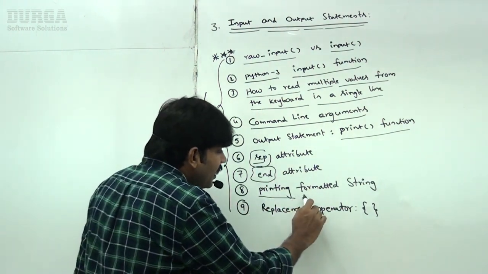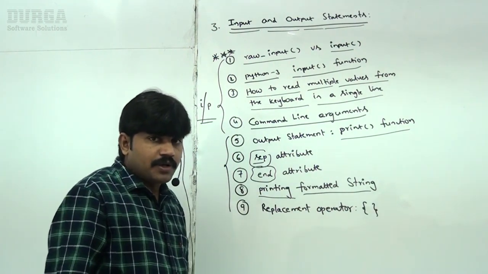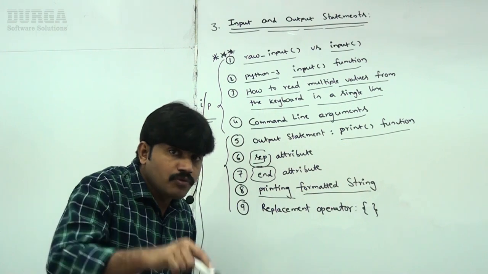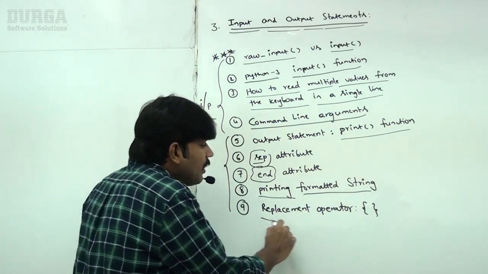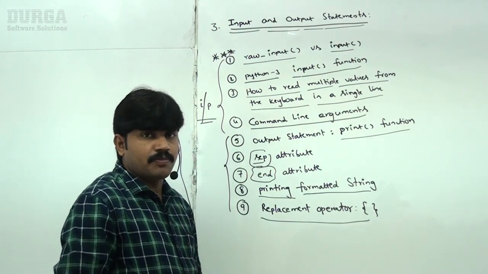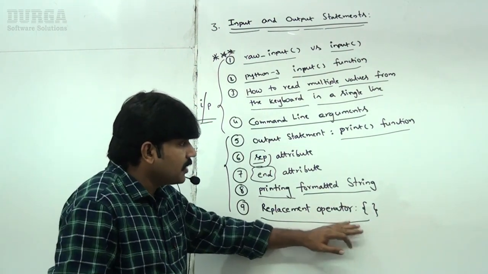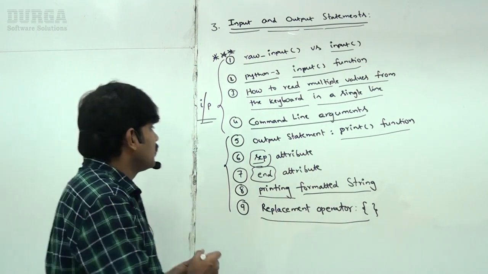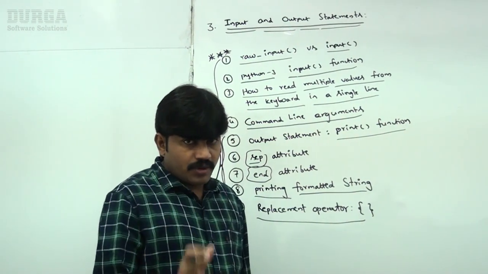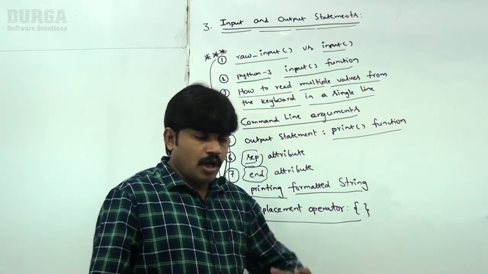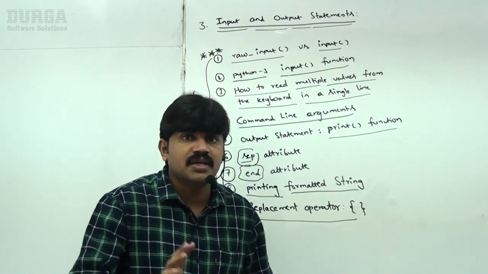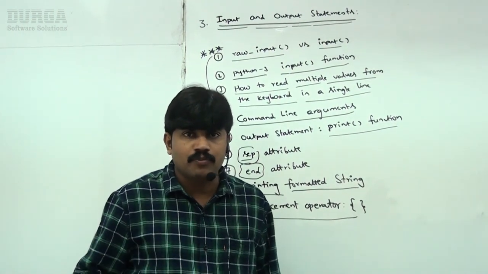Next, printing formatted strings. How can you print a formatted string, using %i, %d and so on? We will discuss how to use that. Next, replacement operators, a wonderful, most commonly used operator, the curly braces operator. How can you use this operator? These are the things we are going to discuss. These are the output related statements. So how to read end user provided input and how to print something to the end user as output, these concepts we are going to discuss in detail. Be ready to perform a postmortem.